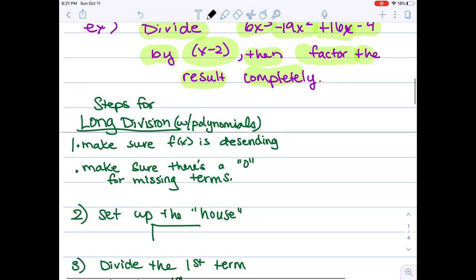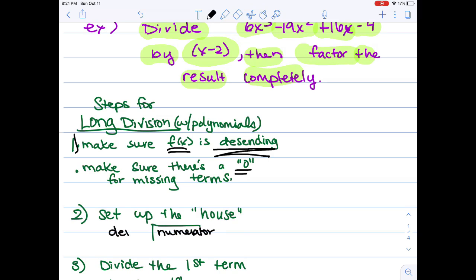So here are our steps for long division. Step 1, we're going to make sure f of x is descending, and we're going to make sure there's a 0 for any missing term. So for example, if there wasn't an x squared term, we want to make sure we have a 0x squared there. We're going to set up the house. Remember, the numerator goes inside, and the denominator goes outside the house.